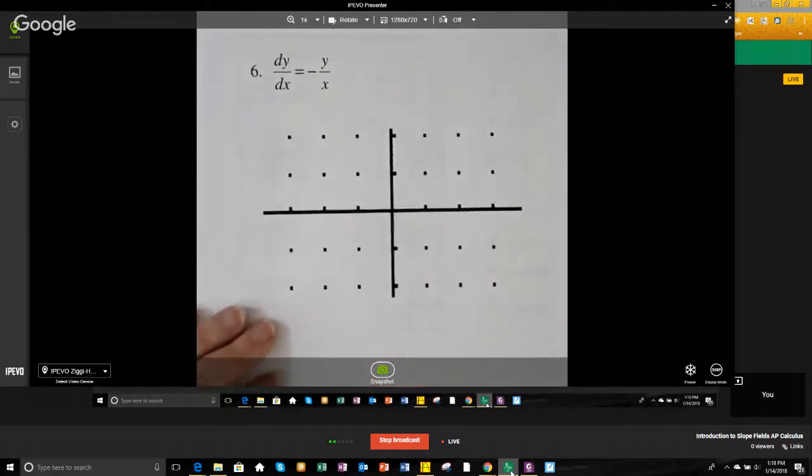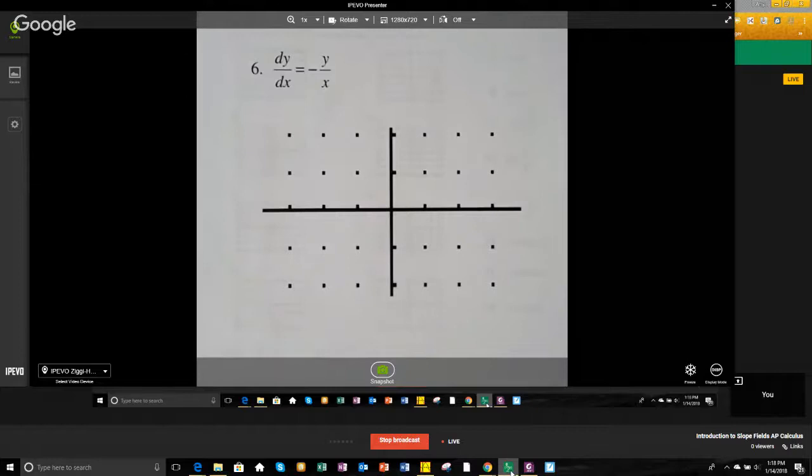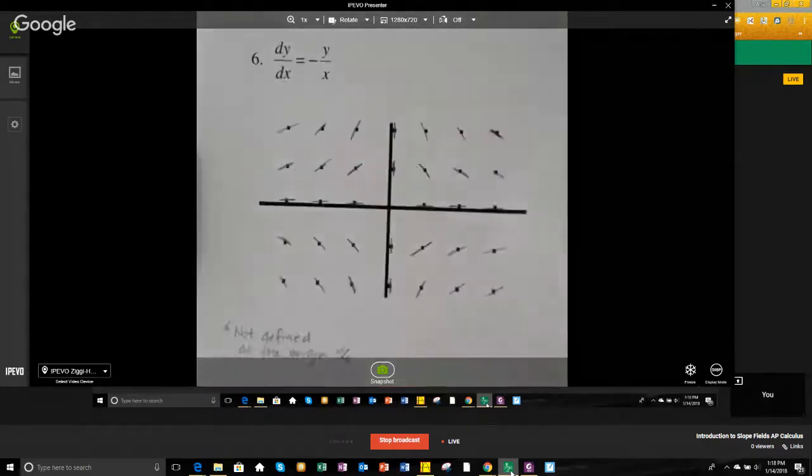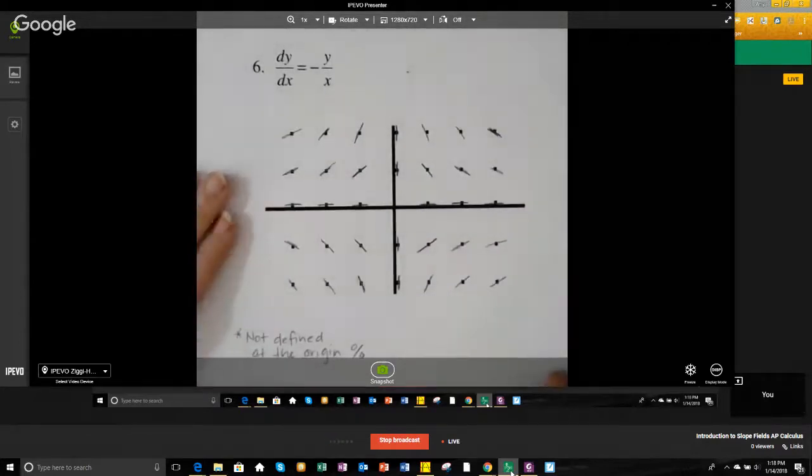y equals -x. Pause the tape and do your slope fields. All right, your slope field should look like this.